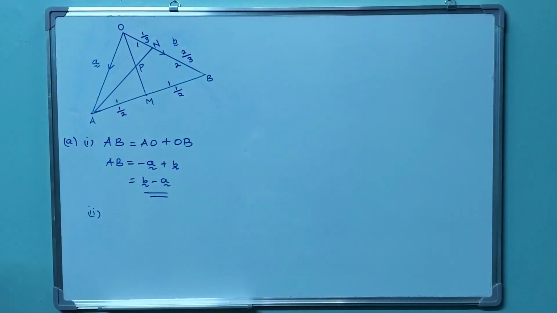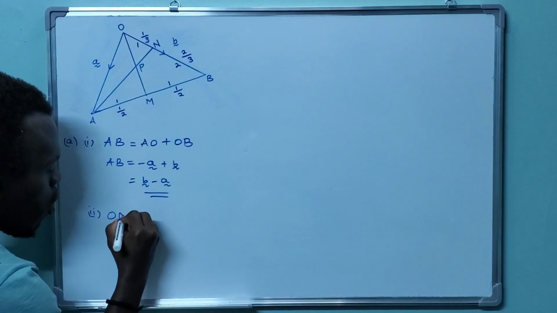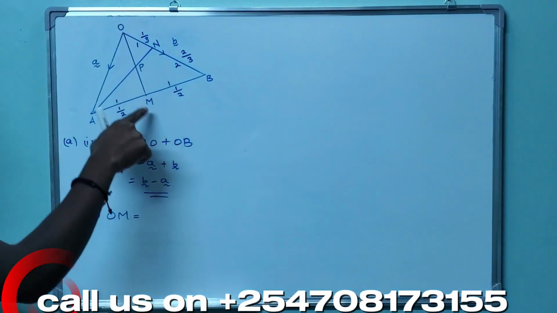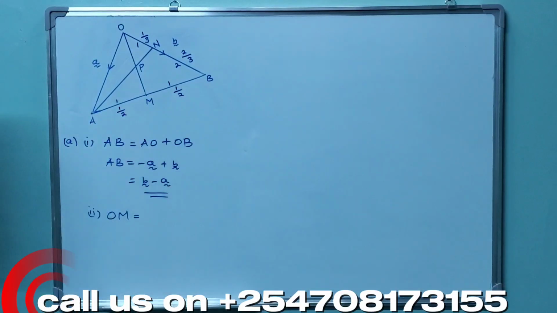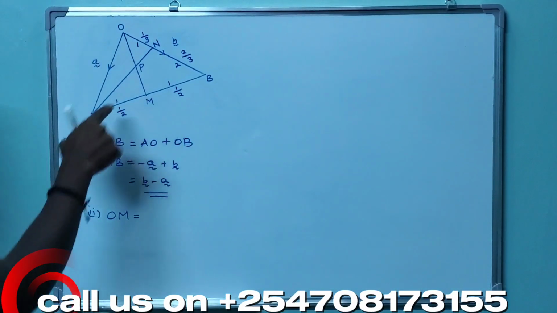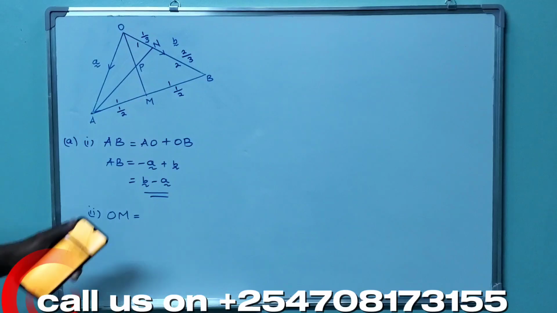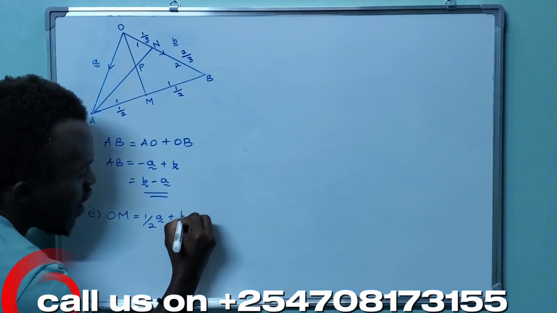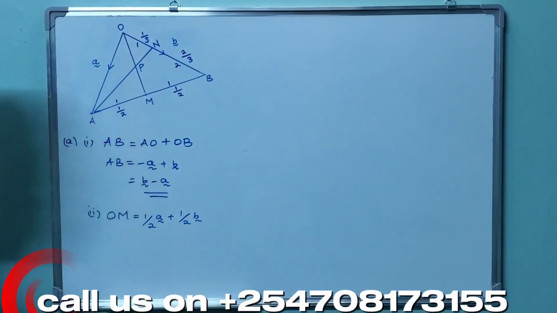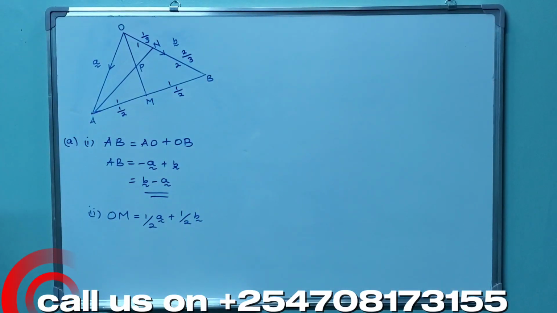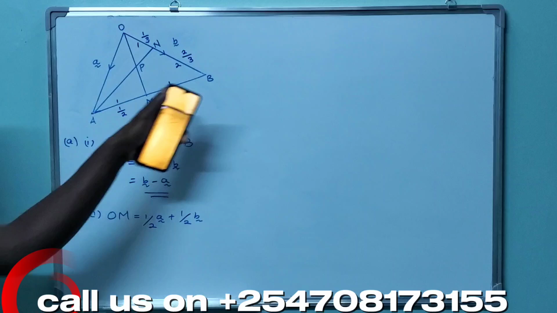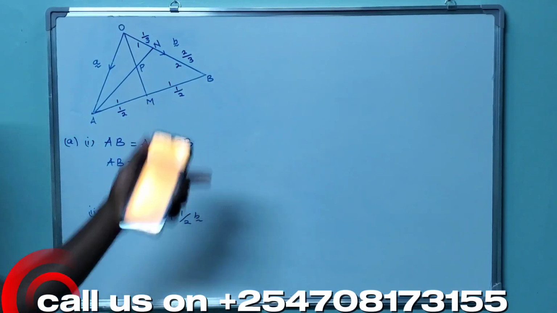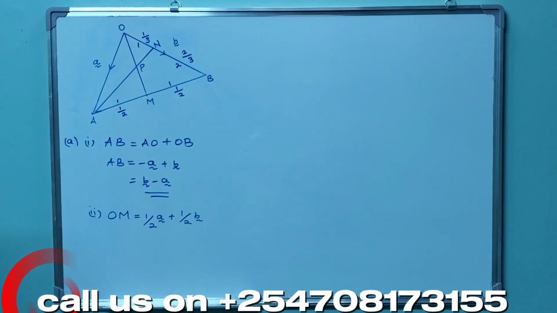For Roman 2, you're being told OM. Now, what do we understand about OM? M is the midpoint of AB. So it means that OM is going to be a half vector A plus a half vector B. That is our OM, as simple as that. Because M is the midpoint of AB and we want OM, OM is going to be a half vector A plus a half vector B. There is nothing much to do there.